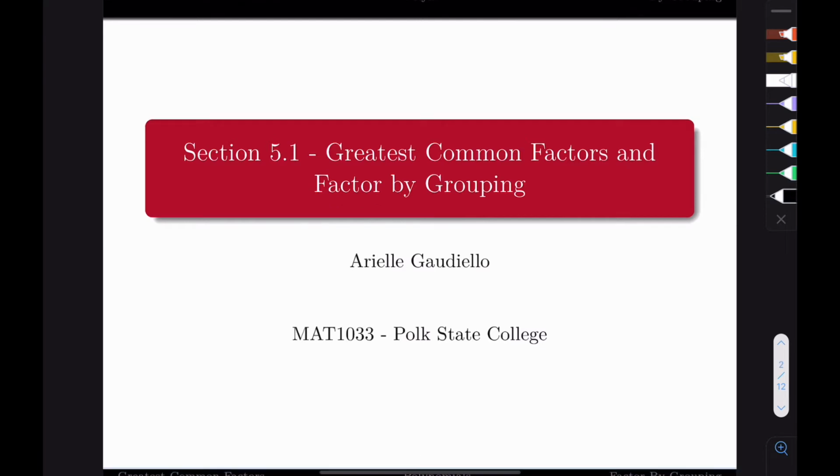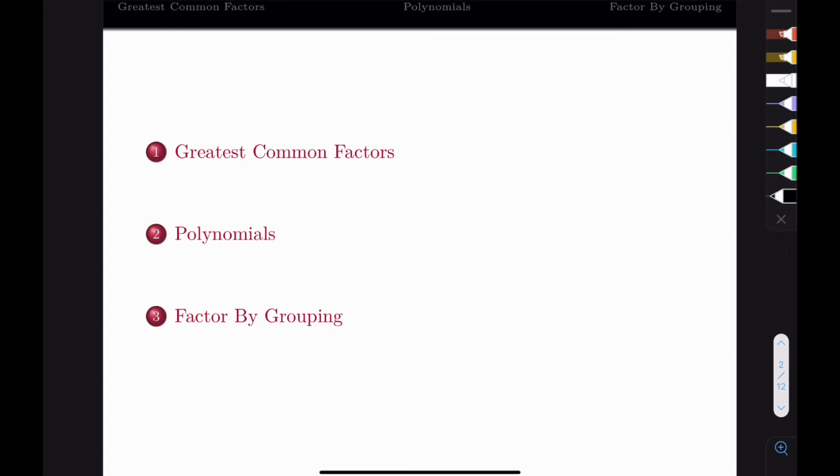and talk about factoring by grouping. So we're going to lead into that. We're going to start by talking about what is our greatest common factor. Then we're going to lead into this concept of polynomials, which is something we're going to see very frequently. And then we're going to end with one of our first factoring techniques, which is by grouping.